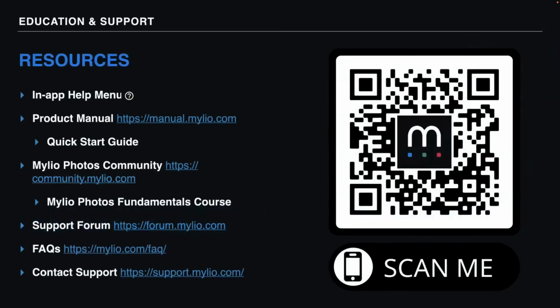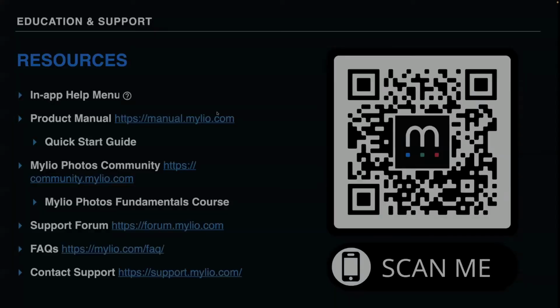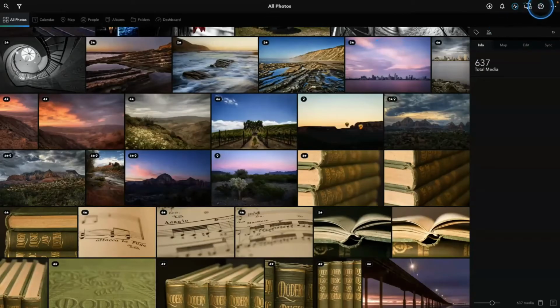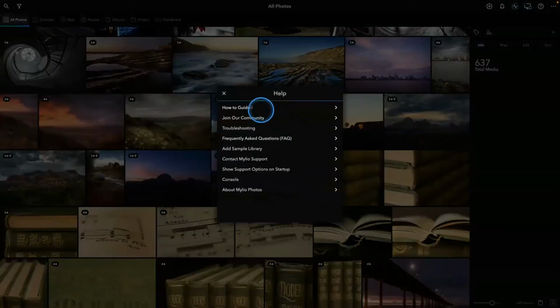The first one I mentioned earlier was that in-app help menu. Just jump back over to the software here, and we'll take a closer look at what's in that help menu. So the how-to guide is going to take you straight to our product manual. The community will take you to our awesome community where you can get to know other Mylio Photos users, ask questions, post photos. It's a really fun place. We also share a lot of articles, education, and tons of resources.